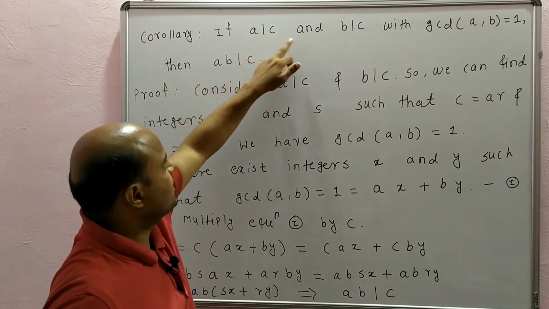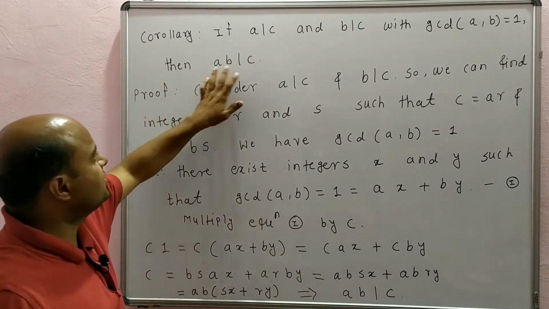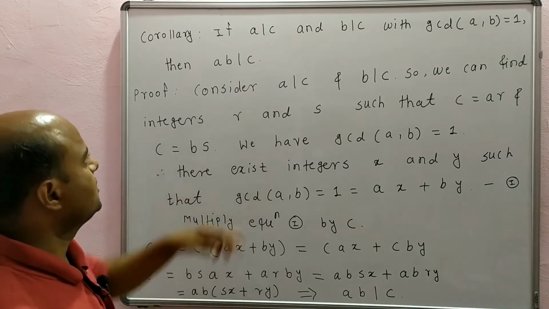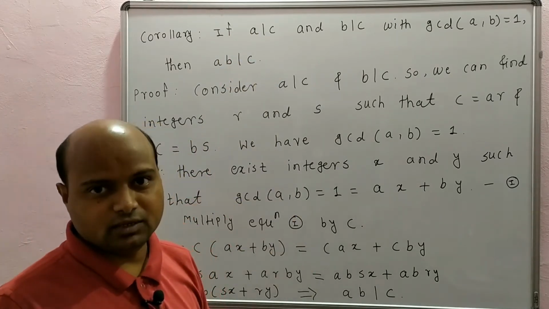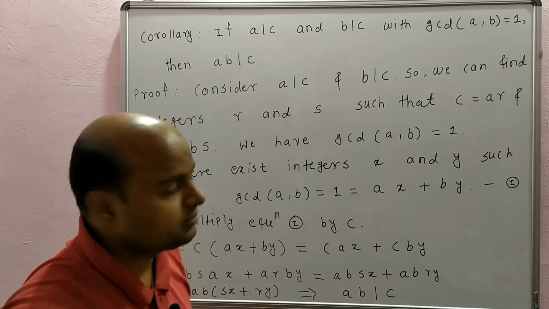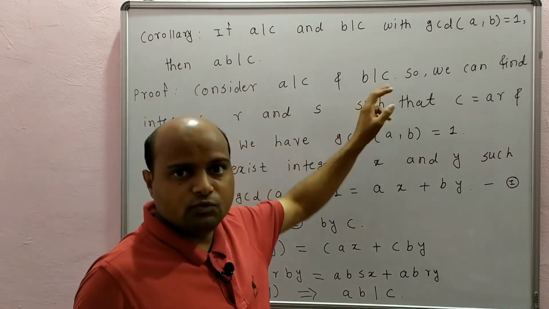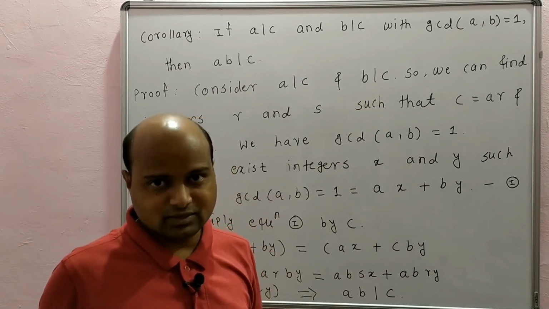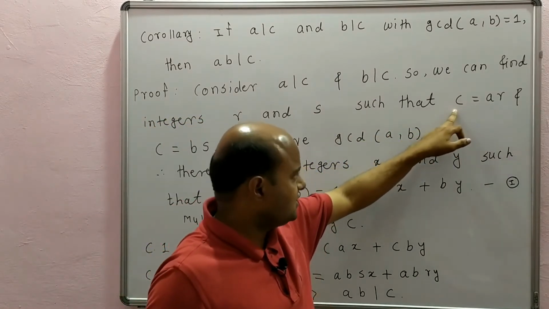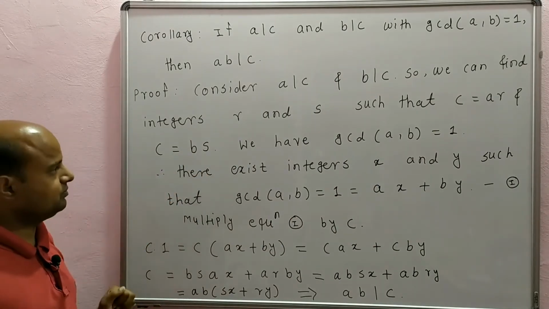If a divides c and b divides c with the GCD of a and b is 1, then ab divides c. What they tell us is, if a divides c and b divides c and GCD of a, b is 1, then ab also divides c. So consider a divides c and b divides c. So we can find integers r and s such that c is equal to ar because a divides c, and c is equal to bs because b divides c.